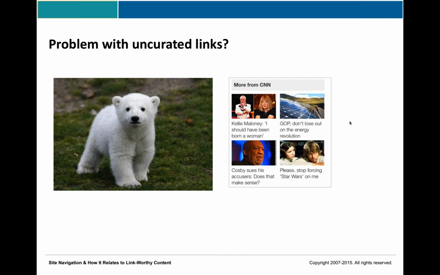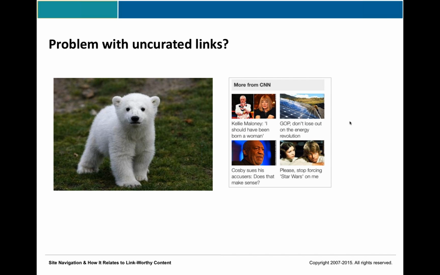Oh, there you go. What is Star Wars? Is there going to be a polar bear in the Star Wars movie? Ironically, the line there is, please stop forcing Star Wars on me. And it is a little bit forced here, though. And just so you know, do those links look clickable? No. So they're not encouraging people to click on these links.